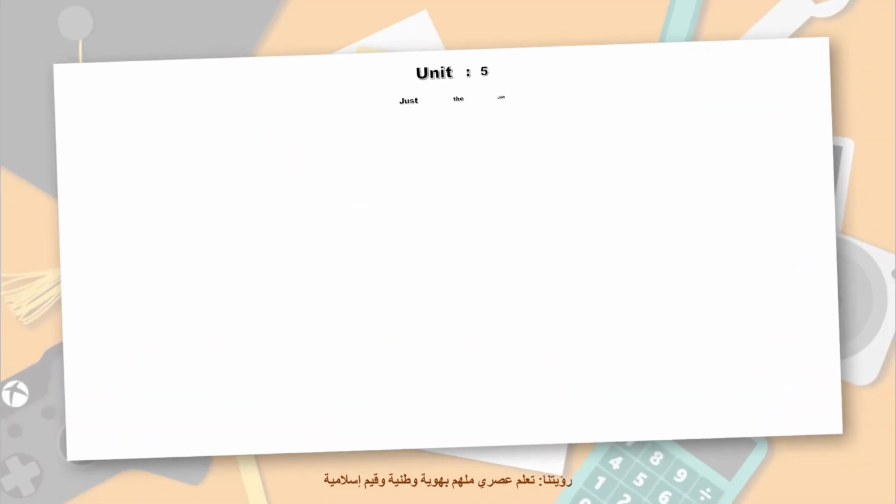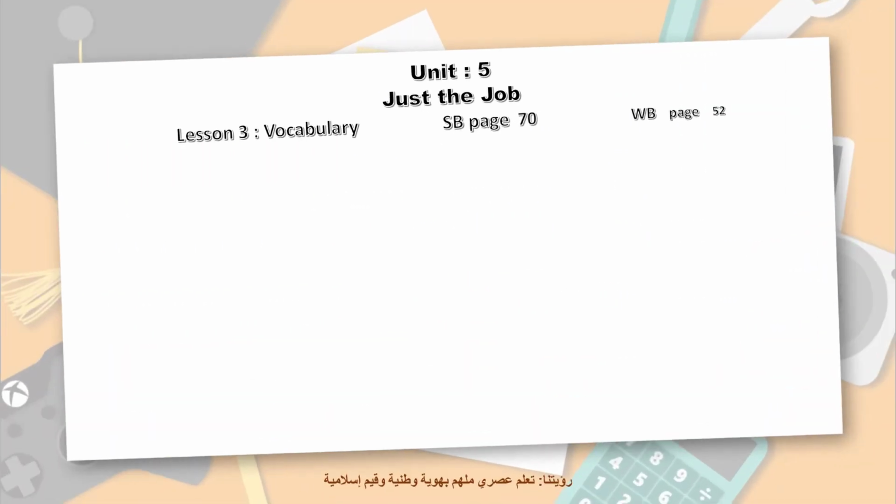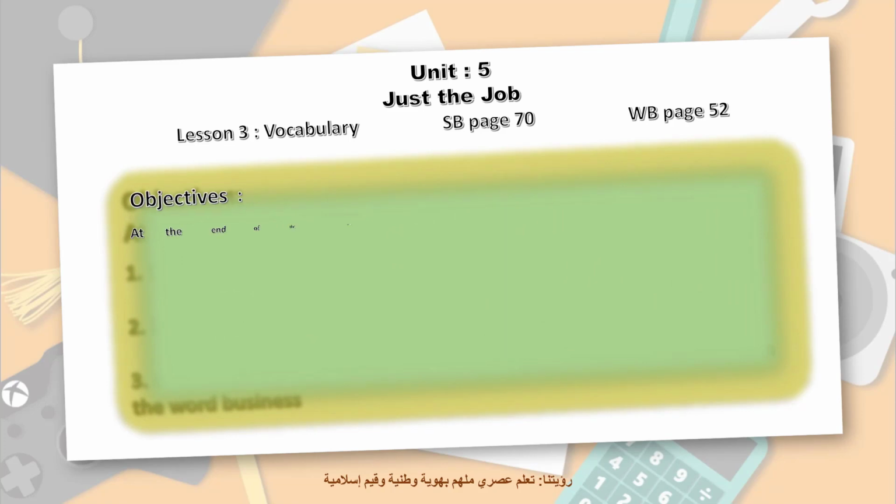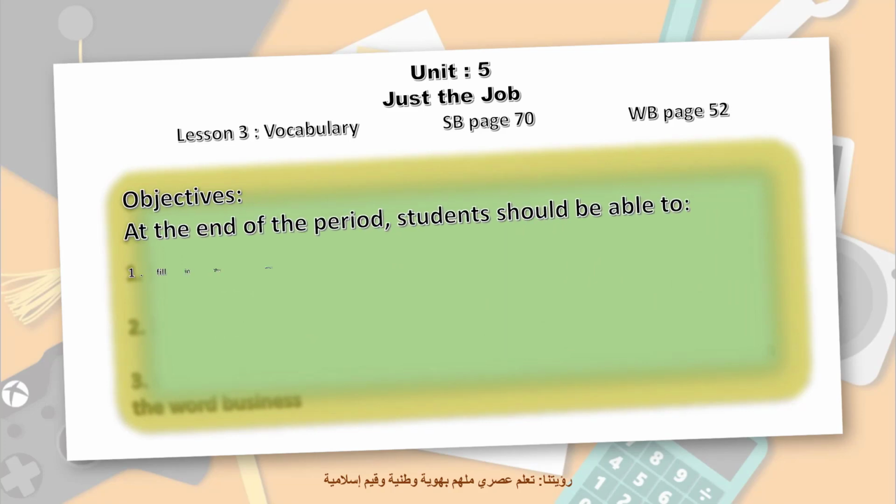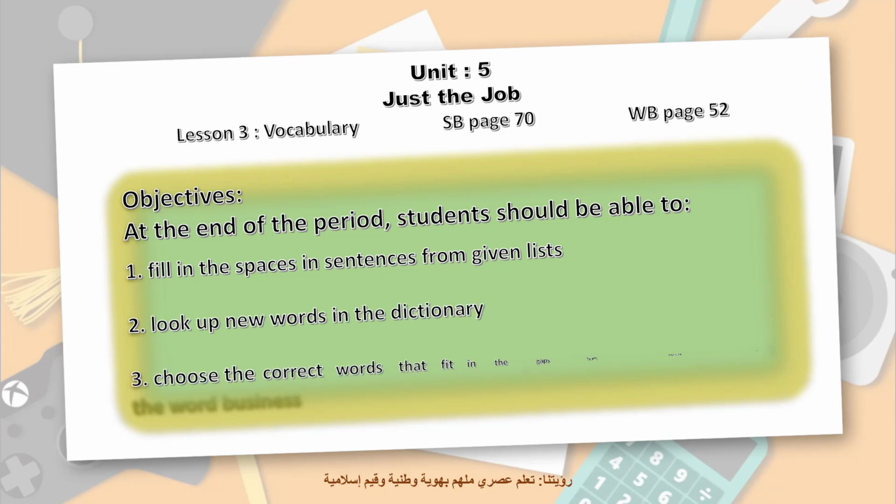Lesson 3, Vocabulary. It will be on page 70 of your student books and on page 52 on your workbooks. And here are the objectives of today's lesson. At the end of the period, students should be able to, number 1, fill in the spaces in sentences from given lists. Number 2, look up new words in the dictionary. And finally, number 3, choose the correct words that fit in the gaps from the collocation with the word business.